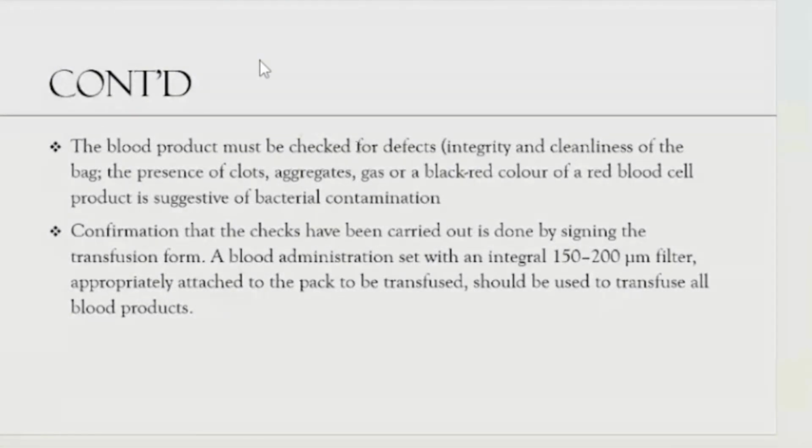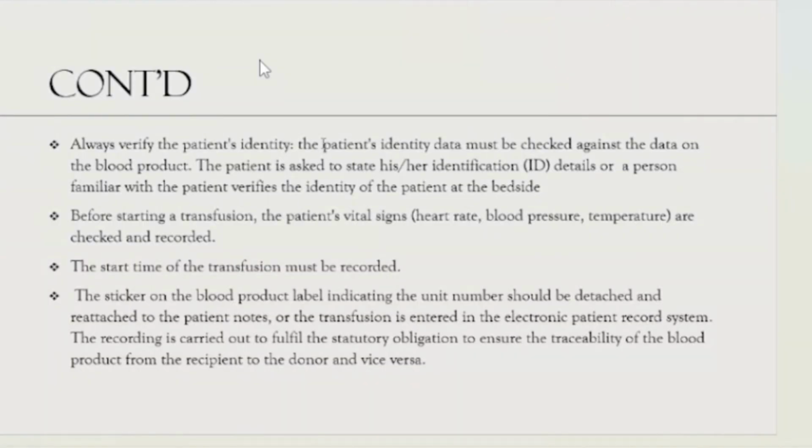Then, further continuing, the blood product must be checked for defects such as integrity and cleanliness of the bag, presence of clots, etc. Then the confirmation that the checks have been carried out is done by signing the transfusion form. A blood administration set with an integral 150 to 200 micrometer filter, appropriately attached to the pack to be transfused, should be used to transfuse all blood products. Then always verify the patient's identity. The patient's identity data must be checked against the data on the blood product. The patient is asked to state his or her identification details, or a person familiar with the patient verifies the identity, so we do not give the wrong blood product to the wrong patient.